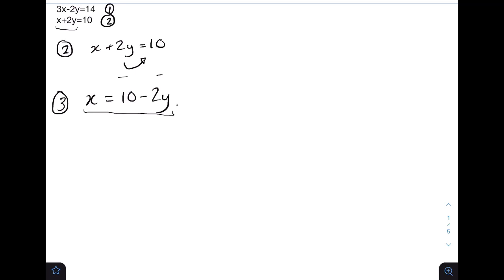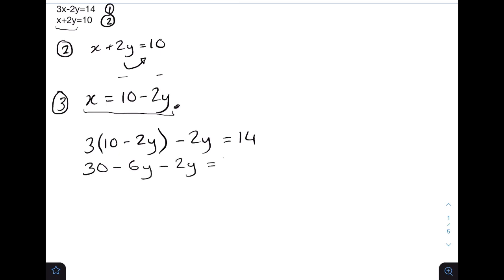Now we can substitute this into equation 1, and then rearrange using the y terms, see if we can get a solution for y, and then work out the value of x. So I'm just going to plug that into equation 1. That's 3 times (10 minus 2y) minus 2y equals 14. I'm just going to multiply out the brackets. That's 30 minus 6y minus 2y equals 14.